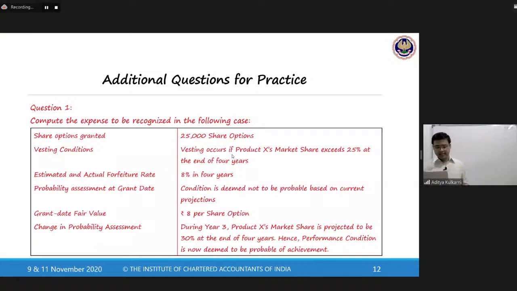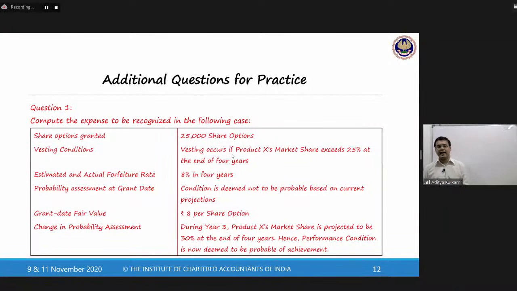Let us come to the next question. Compute the expense to be recognized in the following case. Share options granted: 25,000 share options. Vesting conditions: the vesting occurs if product X's market share exceeds 25% at the end of 4 years. So 25% increase in market share should happen at the end of 4 years. Estimated and actual forfeiture rate is 8% in 4 years.